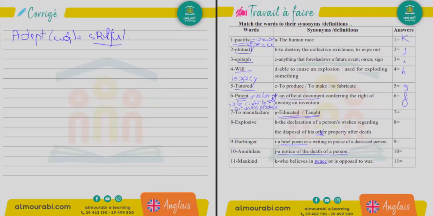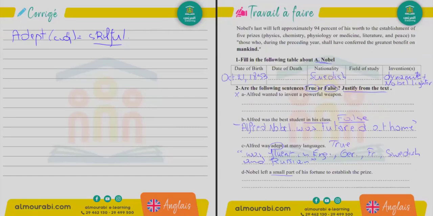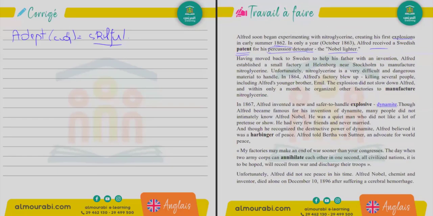Okay, so he invented two things: the noble lighter, the percussion detonator, which is, as I said, an explosive device, and also the dynamite. Okay, and he received patents for his inventions. Great. Let's come back to our text. Lena, would you read, please, the next paragraph?